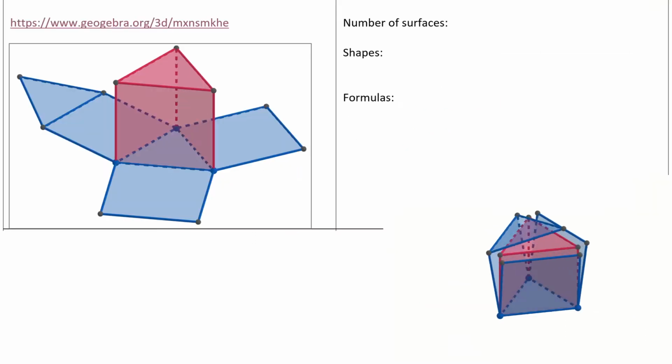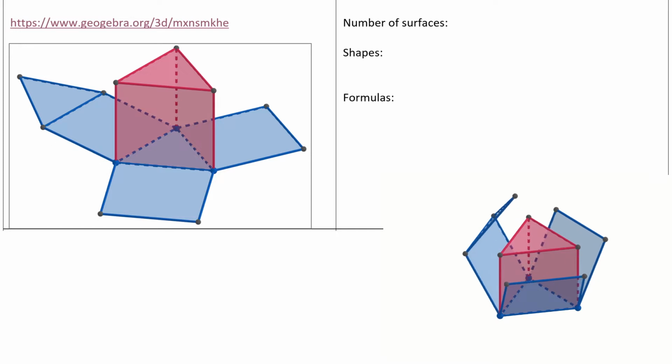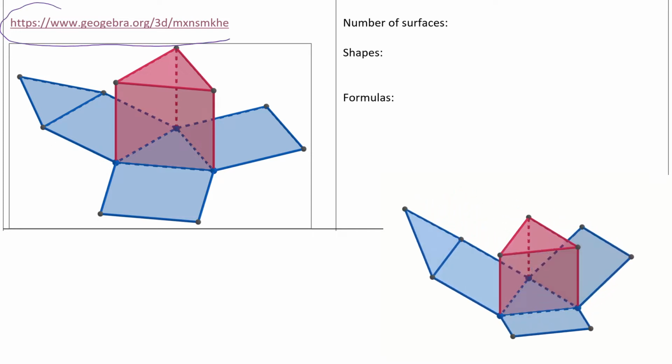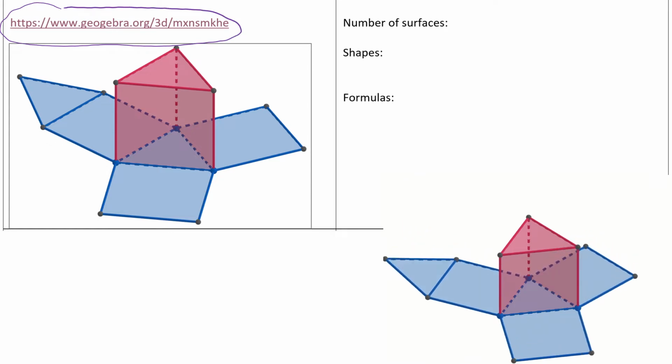Next, we've got a triangular prism and it's unfolding. So if you want to view this yourself and play around with it, click on or type that link into your internet browser. This shows a triangular prism has 2 triangular faces and 3 rectangular faces. So there's 5 surfaces altogether. We've got 2 triangles. Hang on, my handwriting is atrocious at this. Let's try again.